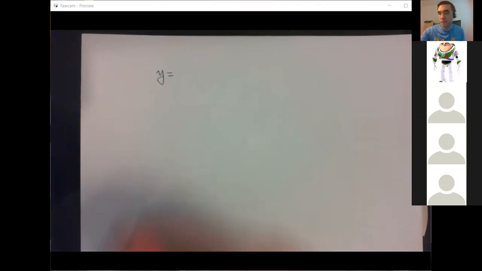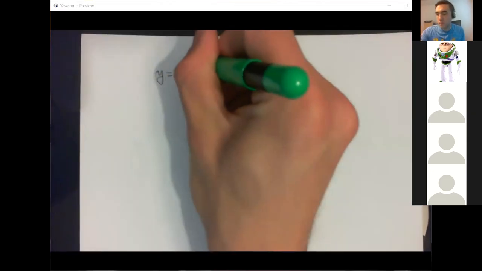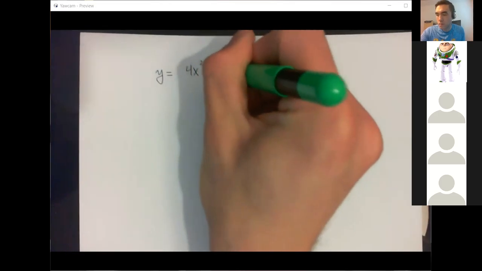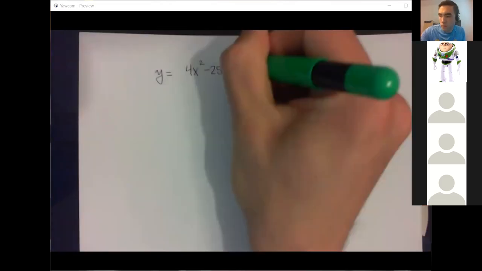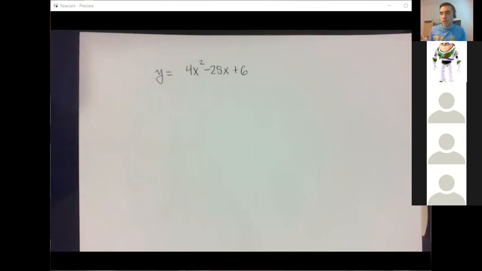4x squared minus 25x plus 6. Oh, I like it. That one's ugly. Yeah. So the first thing that I'm going to do to complete this.